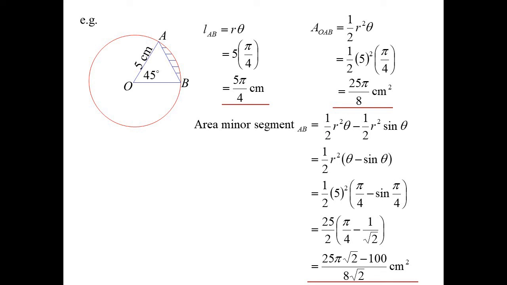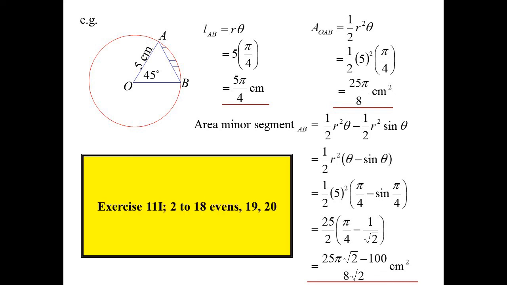Because of course we like exact values. 25 pi root 2 minus 100 over 8 root 2. Okay, so we get to play with sectors and arcs and segments and all sorts of things.